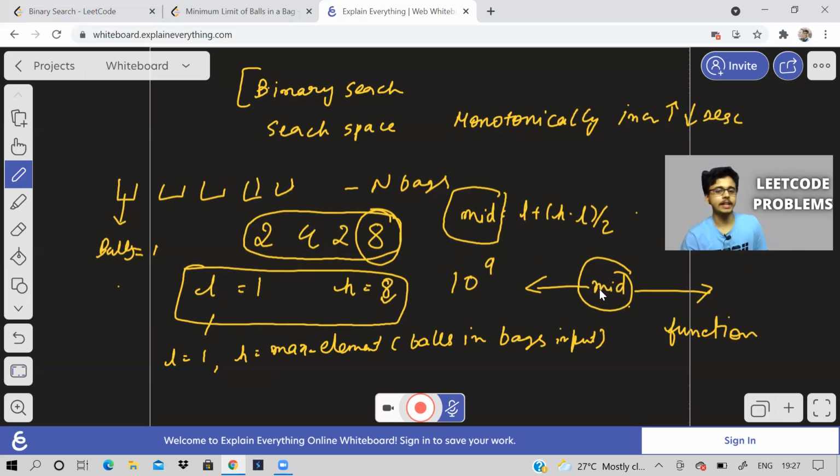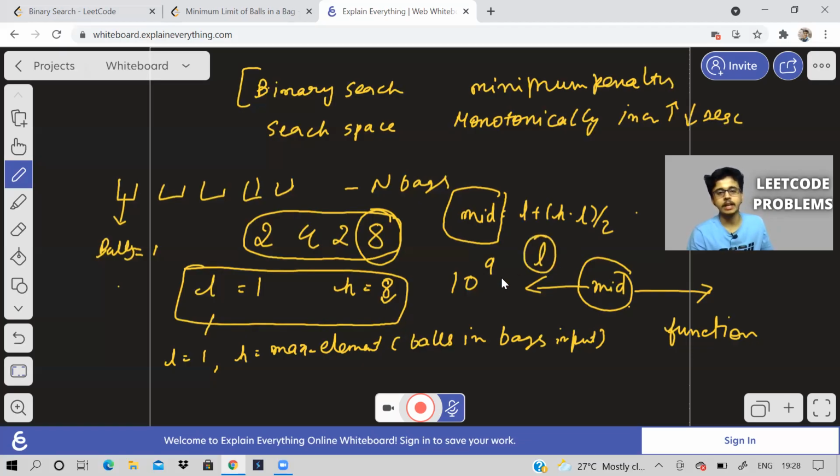But after we find the condition, if it is possible, we have to decide which side to go. Should we check on the left side or on the right side? Left side, when do we check? When we want to minimize our answer. Right side, we check if we want to maximize. In this case, what is it? We want minimum penalty, so we want to minimize, correct? So we will check on the left side.